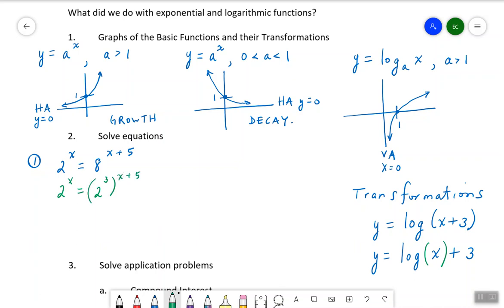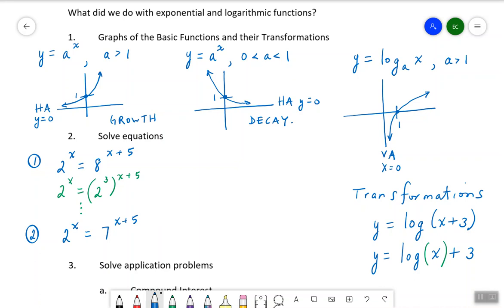And then when the bases are the same, we can just set the exponents equal to each other, and we can go on from there. I'll just put a dot, dot, dot. I won't finish the problem. Another possibility was 2 to the x equals 7 to the x plus 5.